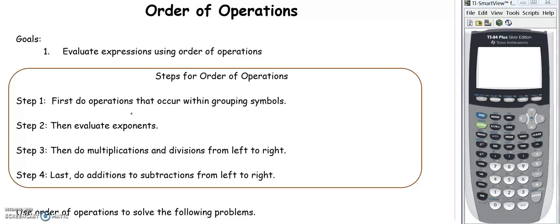This video is about order of operations. We're going to evaluate expressions using the order of operations. As you remember from yesterday, there are 4 steps to the order of operations.